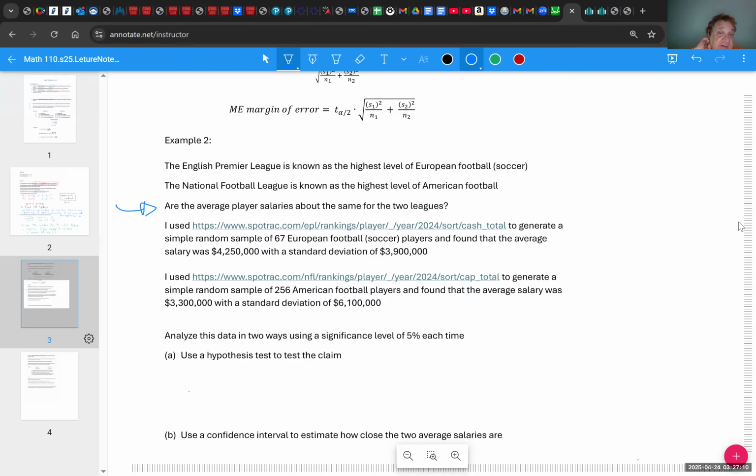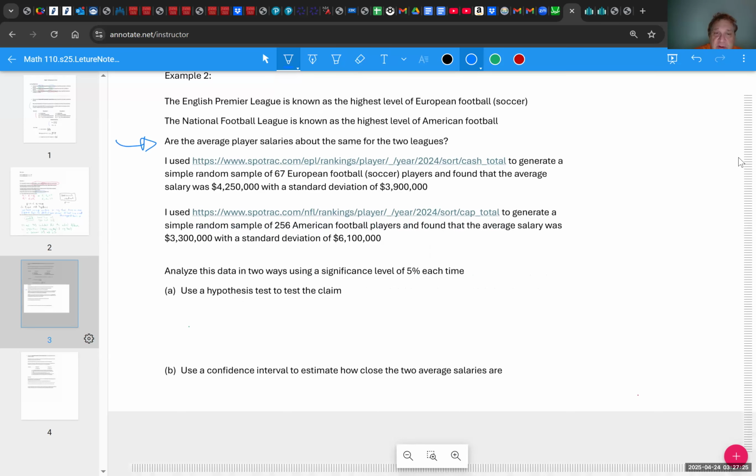So I took 256 American football players, about 10% of them, and found that the average salary was about 3.3 million, with the standard deviation. I calculated all that from the website. Okay, so now we're going to analyze this like we did the last one. We're going to do a hypothesis test.